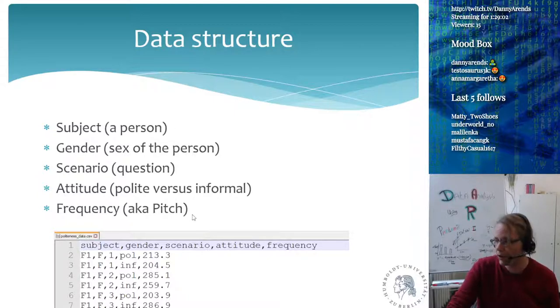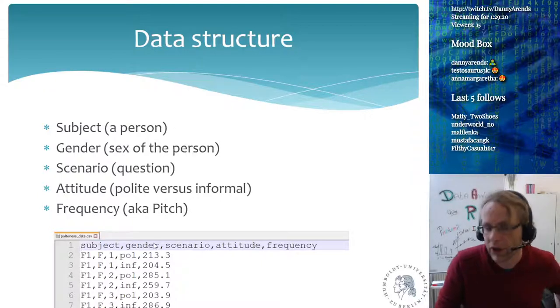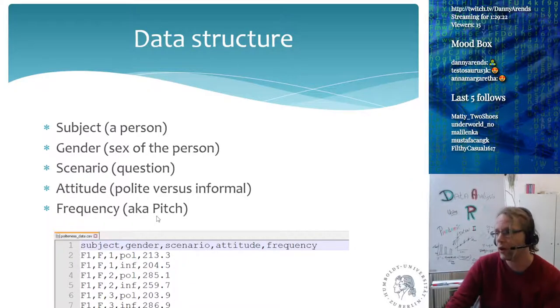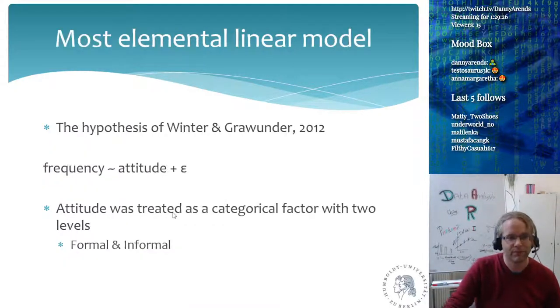It's very small, but it's a very interesting data set to model because, as you can see already, we have female one who did question number one, but we have the same female one who does all of the different questions in different settings with different pitches. So there are repeated measurements in here. So we need to use linear mixed models to deal with the fact that there are repeated measurements.